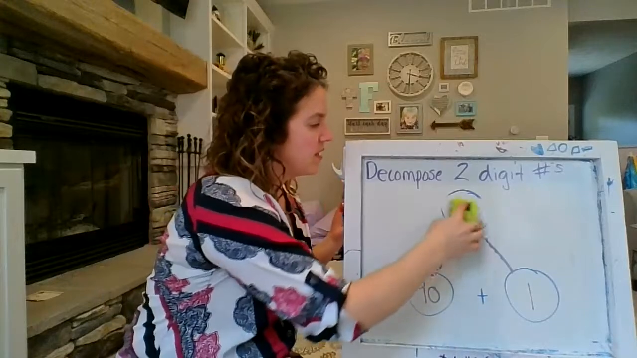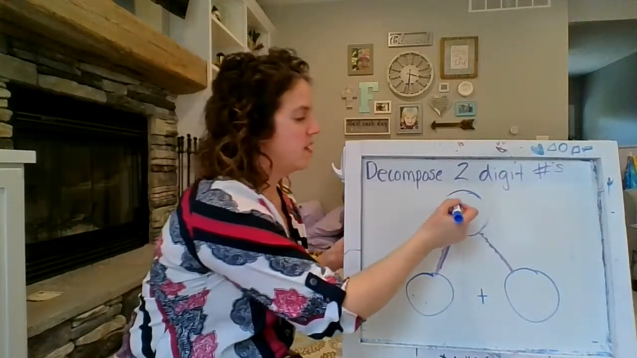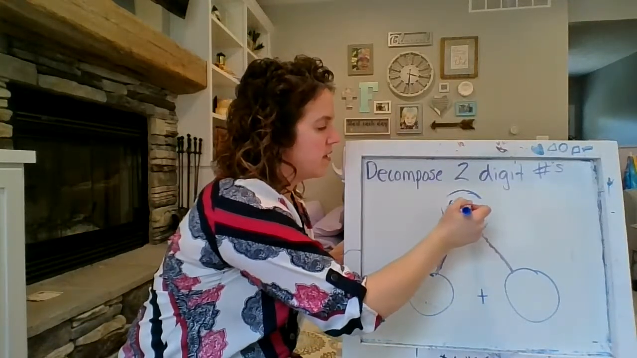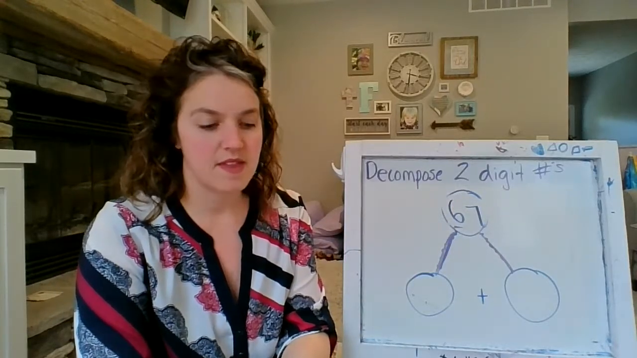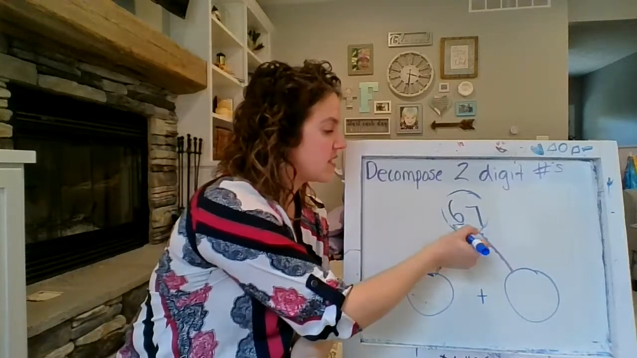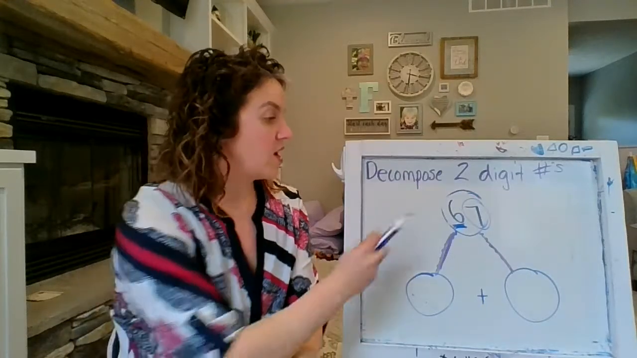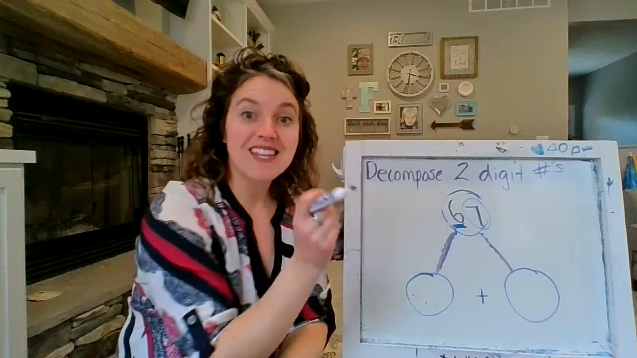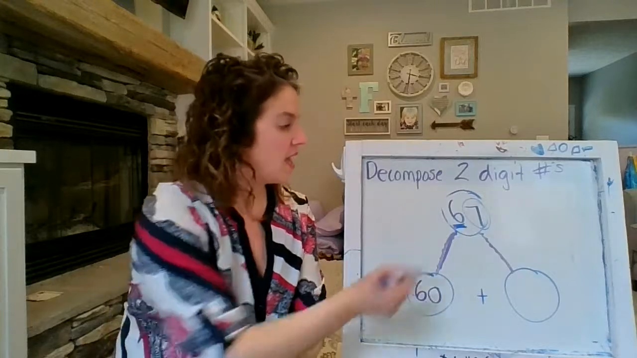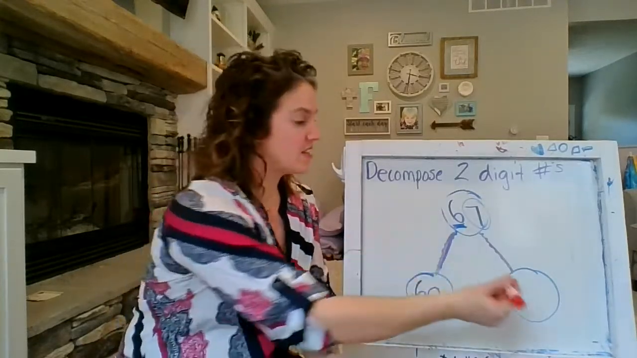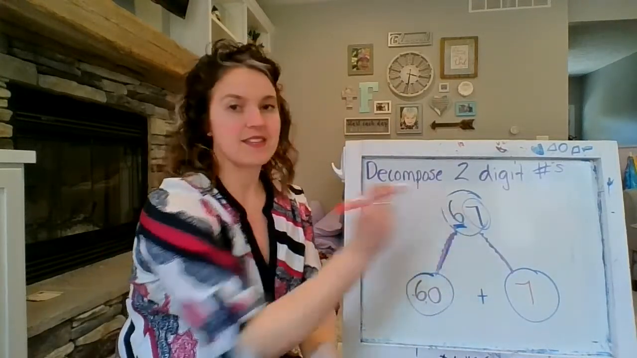Last one. 67. Think about what the value of this 6 is and what the value of that 7 is. So this 6 actually means 60 because 6 groups of 10 is 60. So you write 6 groups of 10 and 0 left over, 60. And then this 7 just means 7 because it's 7 ones. 60 plus 7 is 67.